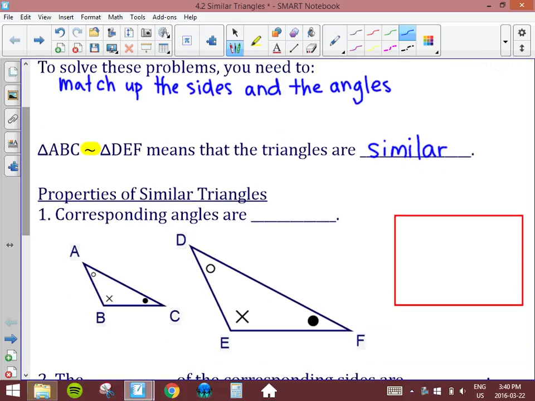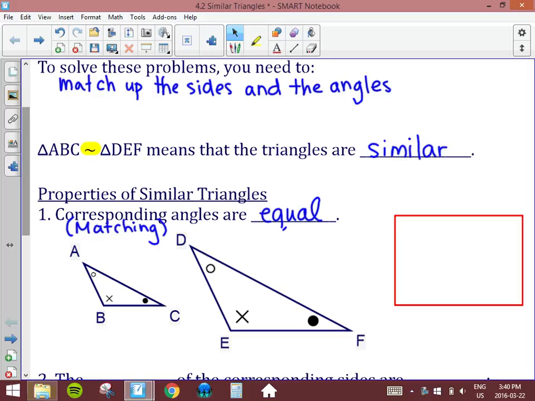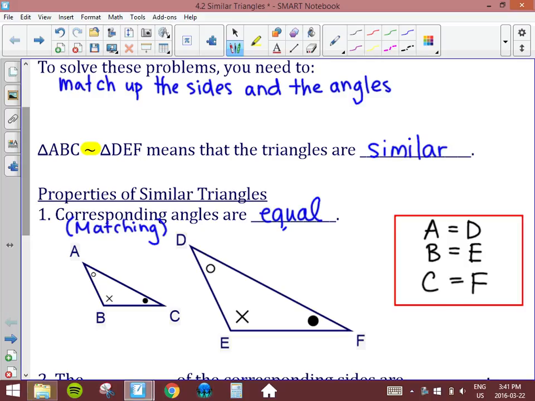If I tell you that triangle ABC is similar to triangle DEF, that tells me that all of the matching angles are equal. So another word for matching is corresponding. In this picture here, I can see that angle A matches with angle D. I can see that with the two circles. I can also see that angle B has a little X, and so does angle E. And finally, angle C matches with angle F, and they both have that filled-in circle.